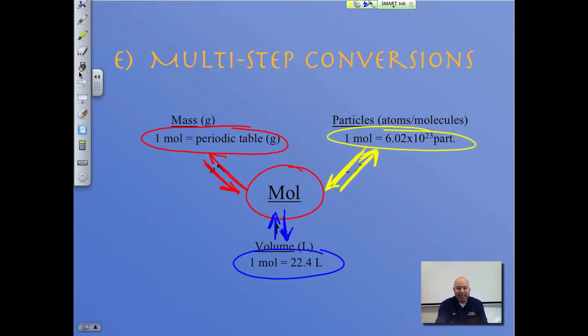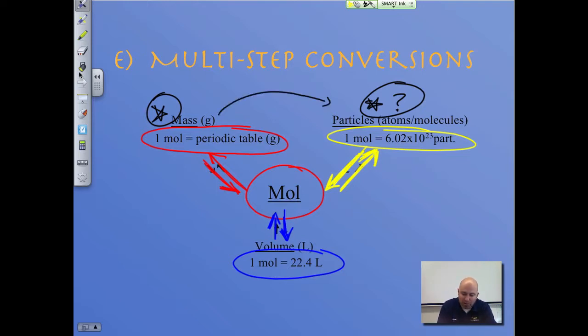So obviously now, if you're given a mass and you want to know how many particles, you want to go to particles from mass, then basically you have a multi-step conversion. Yes, you can go directly from mass to particles very simply. I'm a much bigger fan of using the moles as our hub. So we would go from mass to moles, then we would go from moles to particles.